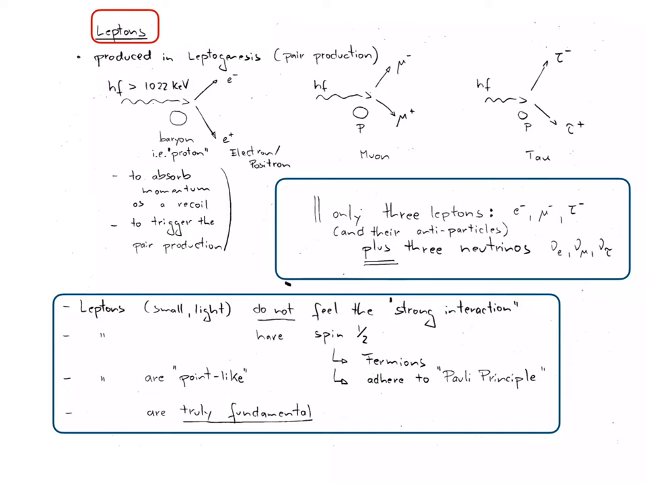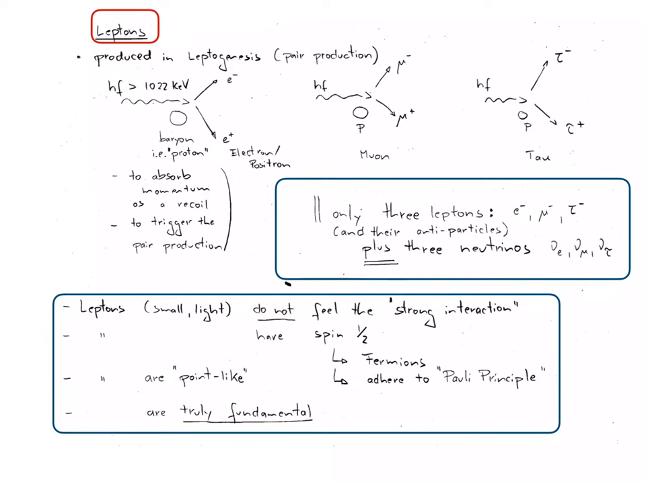Leptons were produced in the first second after the Big Bang, in the same way as in the experiment demonstrated by Carl Anderson. A high-energy photon, for the electron at least 1022 keV, comes in, and in the presence of a baryon, for example a proton, which absorbs the momentum as a recoil and triggers the pair production, the matter-antimatter pair, the electron-positron pair, is generated. The same process can create a muon and its antiparticle and a tau lepton and its antiparticle.